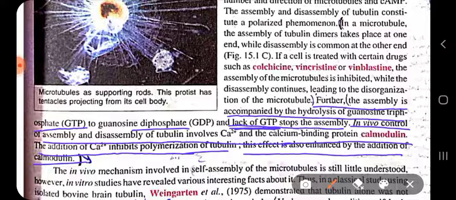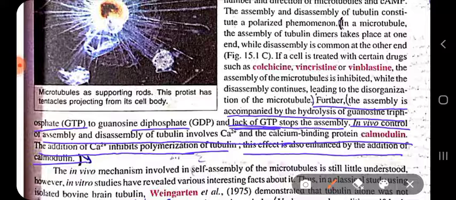As I have said, hydrolysis of GTP is required for the assembly of a microtubule. Second, certain drugs, if we treat the microtubule with them, the microtubule assembly will get disrupted, like colchicine, vincristine, vinblastine. These drugs prevent the assembly of the microtubule. They actually interfere with the fast growing end or the positive growing end of the microtubule. Thus the microtubule disassembly continues.